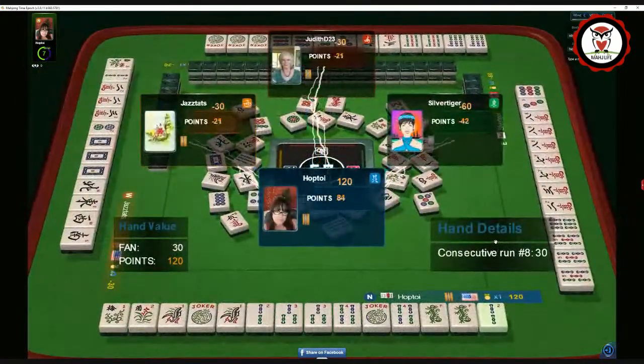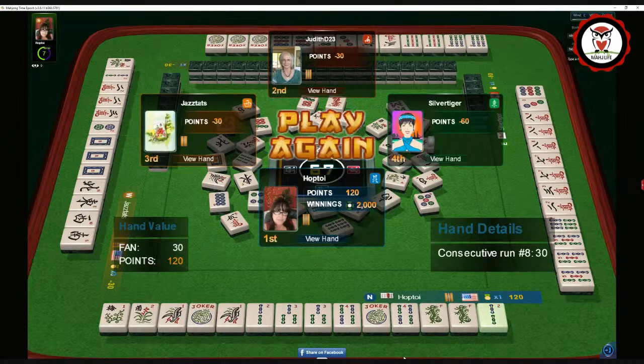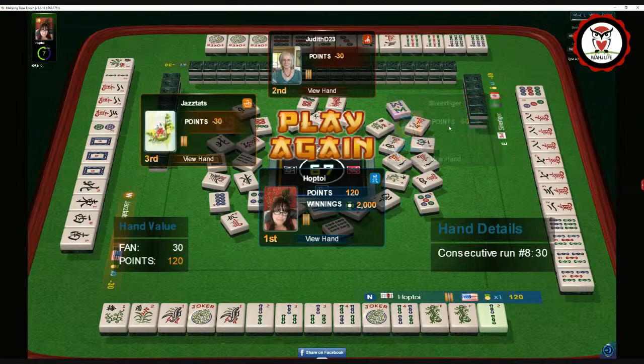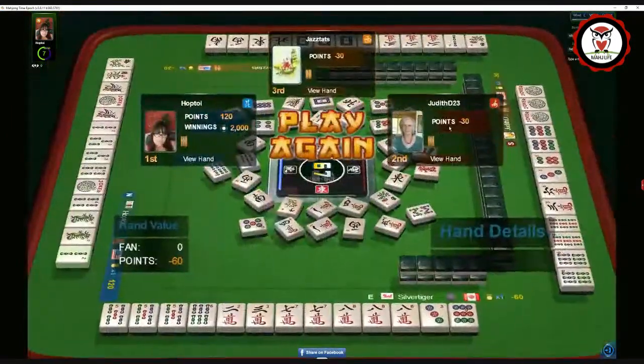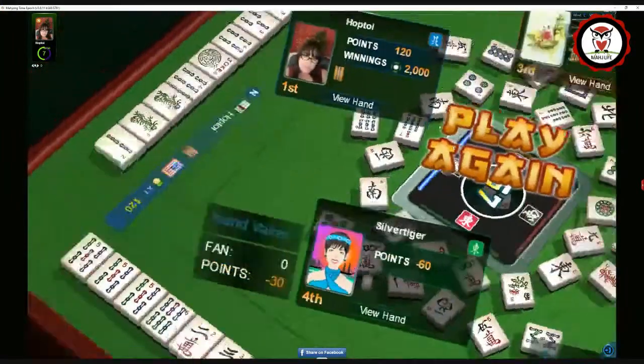Concealed consecutive. And we used optimize, maximize, and streamline. That would be the power play. Here we have 5, 6, 7, 8, Pung Kong, hand of least resistance.